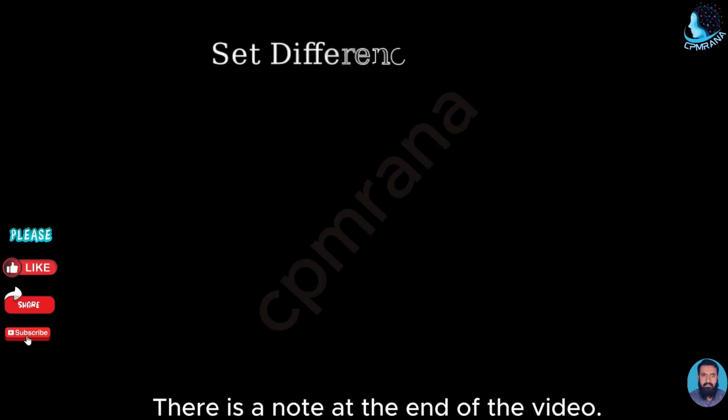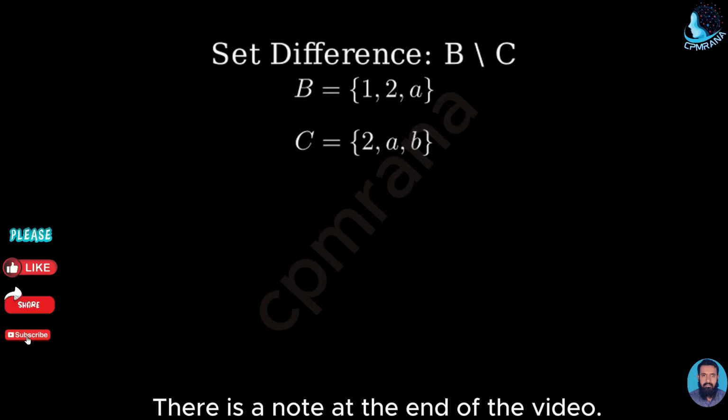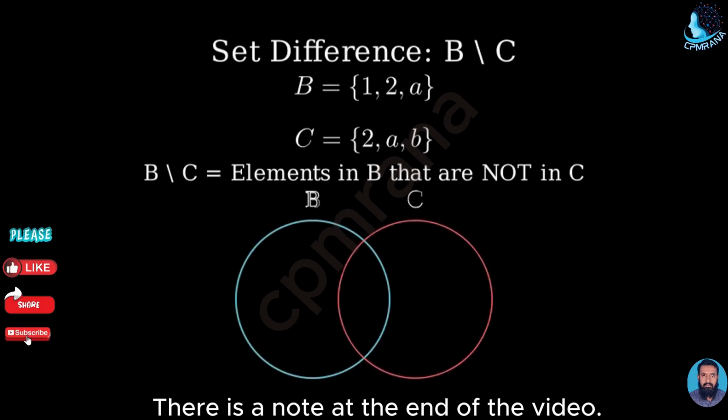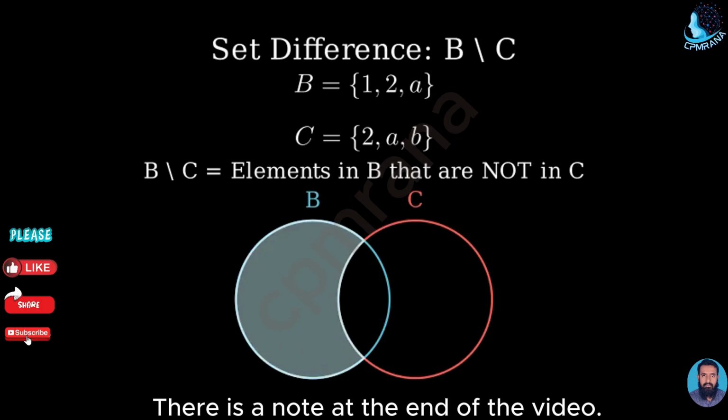Let's solve a set difference problem. We'll find B minus C, where B equals the set containing 1, 2, and a, and C equals the set containing 2, a, and b. The set difference B minus C means we want all elements that are in set B, but not in set C. Let's visualize this with a Venn diagram.